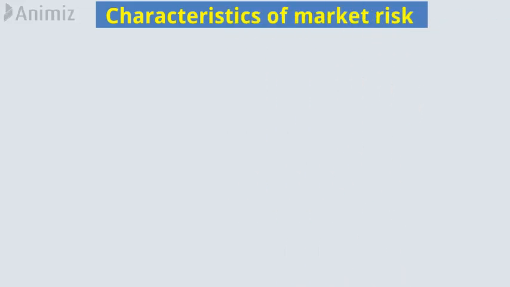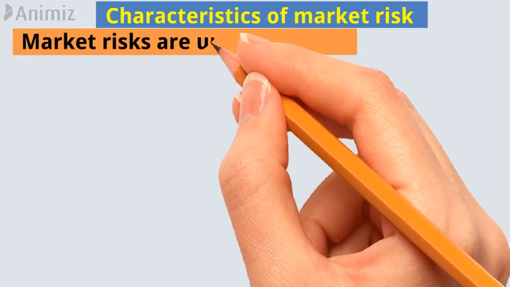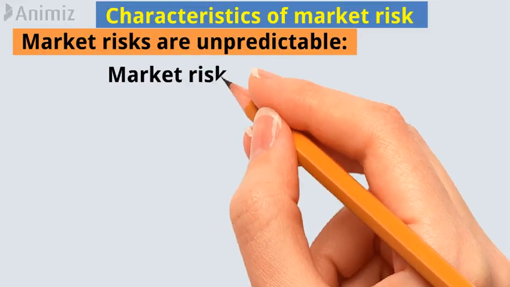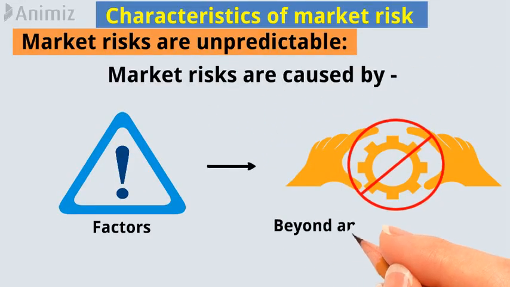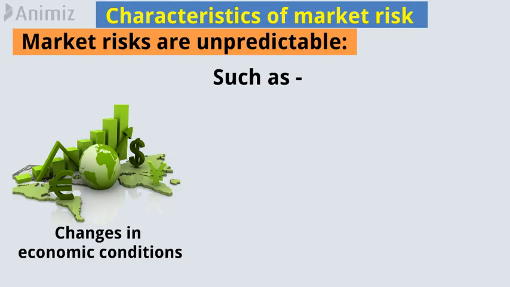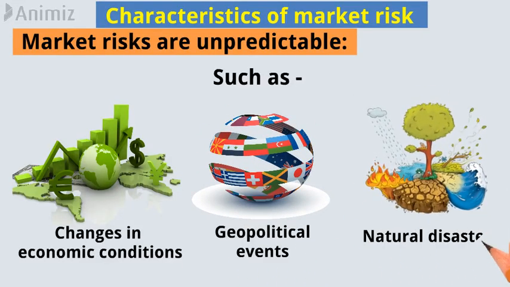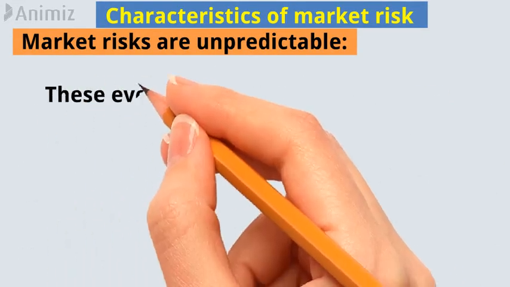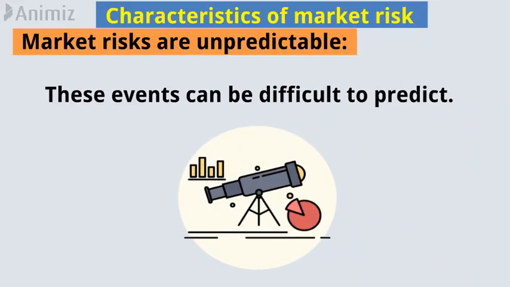Characteristics of market risk. Market risks are unpredictable. Market risks are caused by factors that are beyond an investor's control, such as changes in economic conditions, geopolitical events, and natural disasters. These events can be difficult to predict.